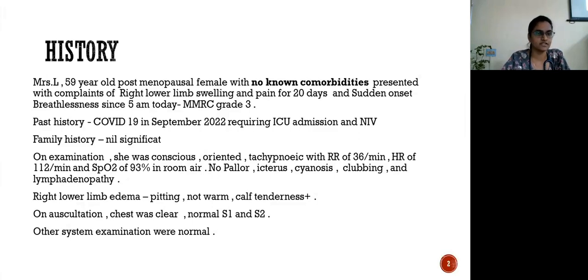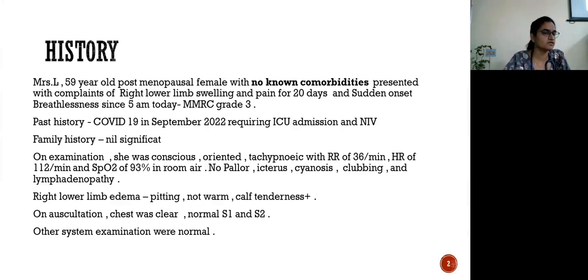With MMRC grade of 3 and past history of COVID-19 in September 2022 requiring ICU admission and NIV for around 6 days, and family history was not significant for malignancies. Examination wise, she was conscious, oriented but tachypneic with a respiratory rate of 36, heart rate of 112, and saturation was 93% in room air. She had no general examination findings.